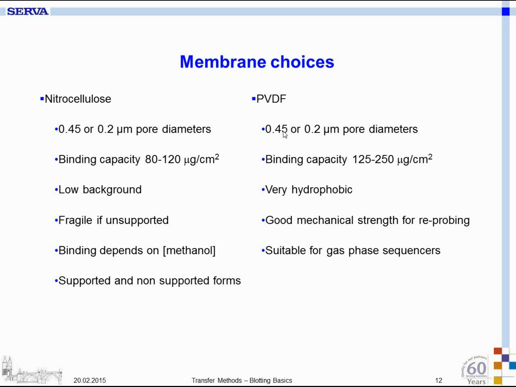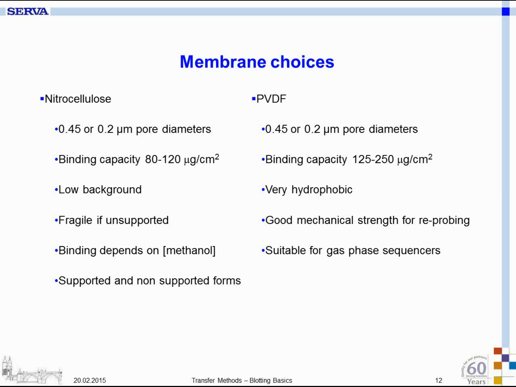PVDF membranes, invented at the company Millipore a couple of years ago, are also available in different pore diameters, but they have much better mechanical strength and better binding, a higher binding capacity. But they are very hydrophobic, so you have to wet them first in alcohol: methanol, ethanol, or isopropanol.